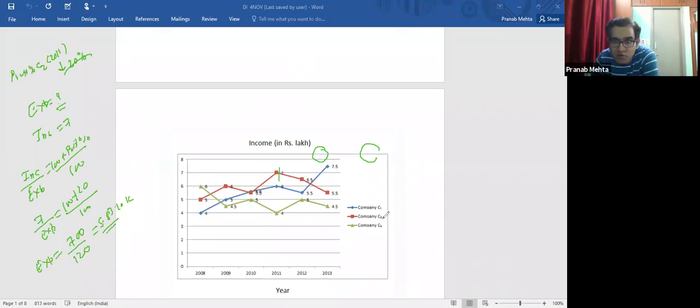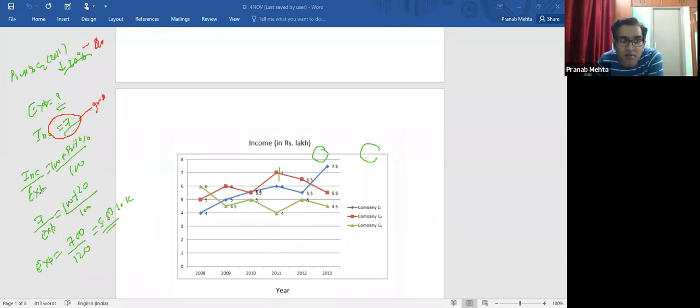First, you need to understand C2 income in 2011 is 7 lakhs. So this is what we have written. C2 income is 7 lakhs. In the question, if you see, C2 income is 7 lakhs, which we are getting from the graph. They have given this in the question itself.